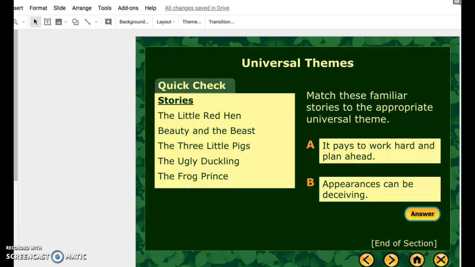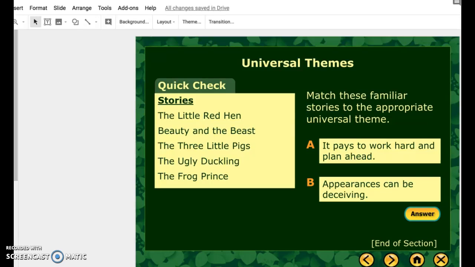So, I have 5 stories on the left side there. It says The Little Red Hen, Beauty and the Beast, Three Little Pigs, The Ugly Duckling, and The Frog Prince. On the right side, I have A and B. Which of those themes do you think match with those stories? Pause the video, think about which one goes with which, and then when you're ready, press play, and I will show you the answers on the next slide.